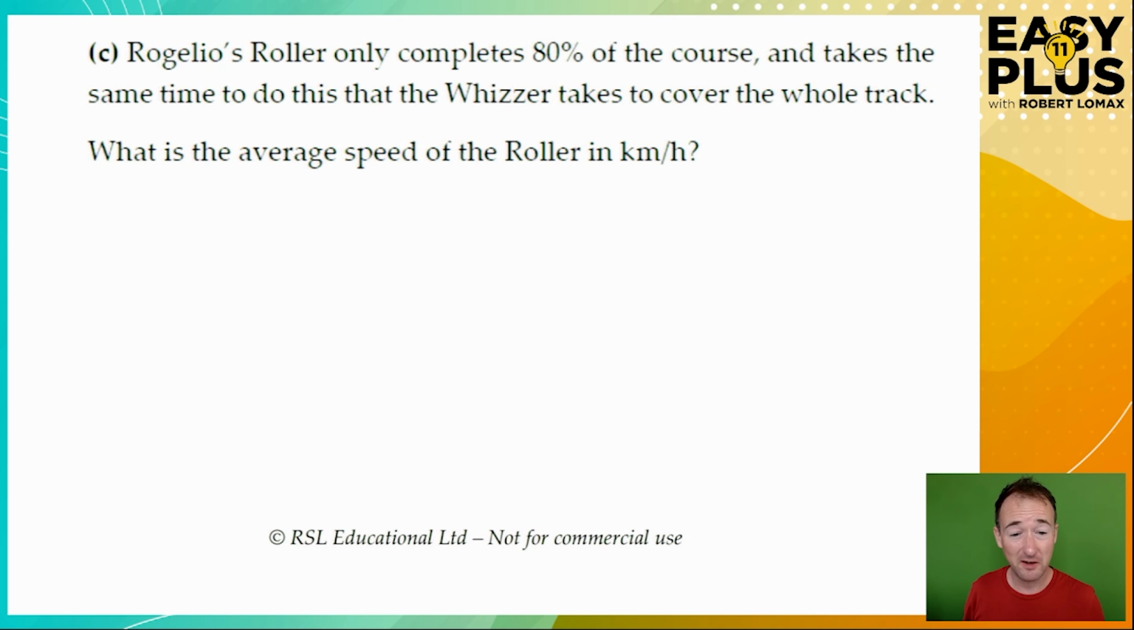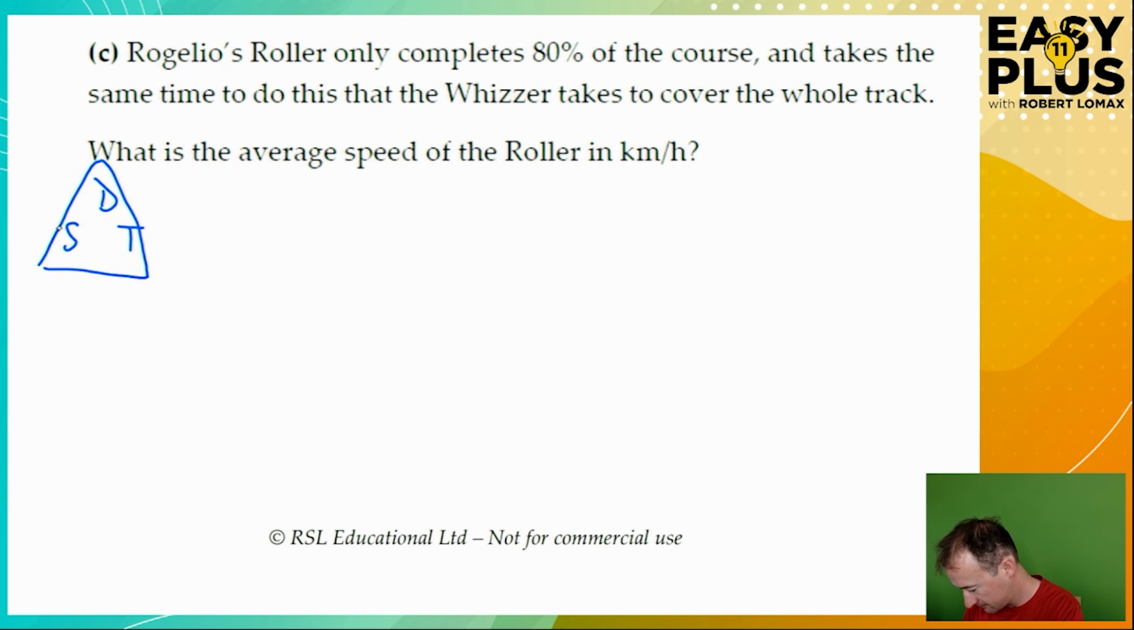Rogelio's roller only completes 80% of the course, and it takes the same time to do this that the Whizzer takes to cover the whole track. What's the average speed of the roller in kilometers per hour? So again, let's look at our triangle. Speed is distance divided by time.